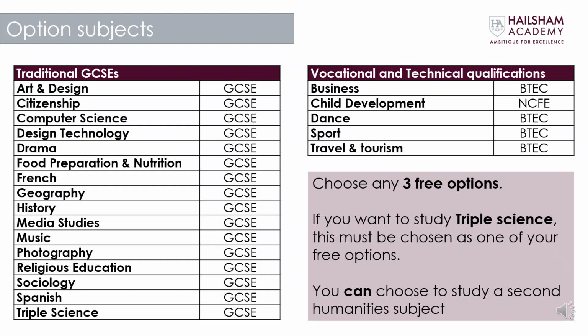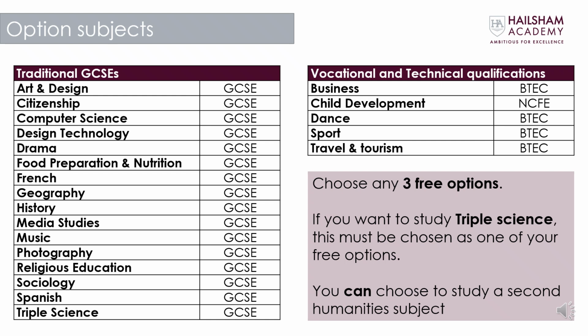Once you've made your decisions on which humanities subjects you'll be studying and whether you're going on the combined or triple science pathway, it's now time to choose your 3 free options from the list of subjects here and in the options booklet. The first thing to note is that vocational and technical qualifications, BTECs and NCFEs, are GCSE equivalent subjects. However, these ones tend to have a greater focus on coursework and non-examined assessments, as opposed to traditional GCSEs that tend to have a greater emphasis on assessments at the end of Year 11.